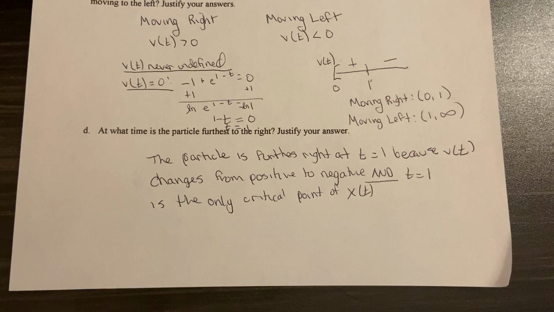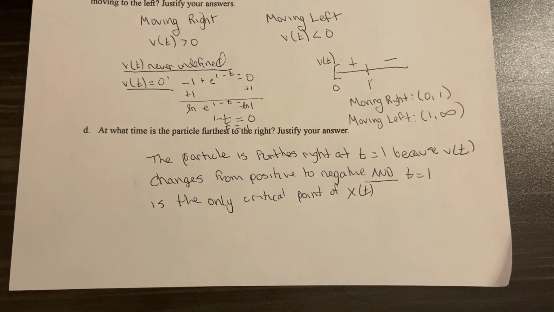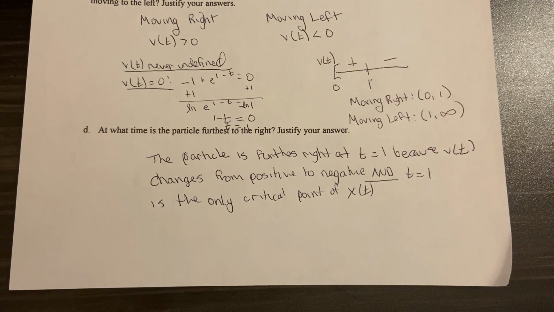Okay, if there was another critical point and it switched again, then we would have to try something else. But since it's our only critical point and the position went increasing up until that point, and then the velocity switched to negative, right, which means it started moving left, that means that had to be the spot where it was furthest right.